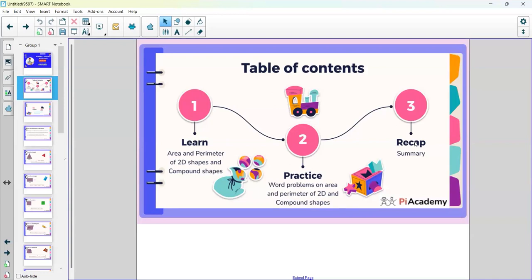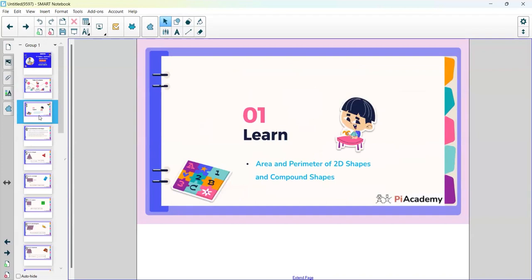After the end of the class, you will also receive a worksheet, including the class notes, so that if you miss something in the middle of the class, you have a backup for it. All right, let's get going. We start with our learning session on area and perimeter of 2D and compound shapes.